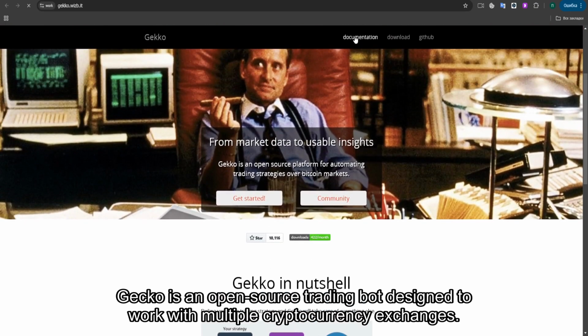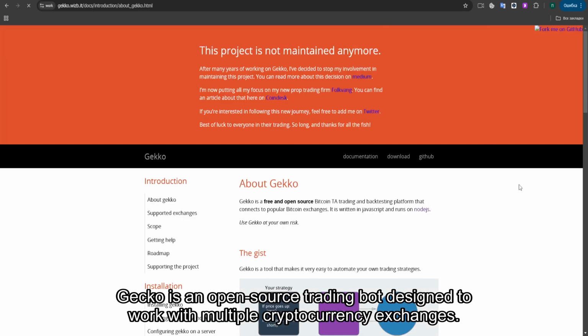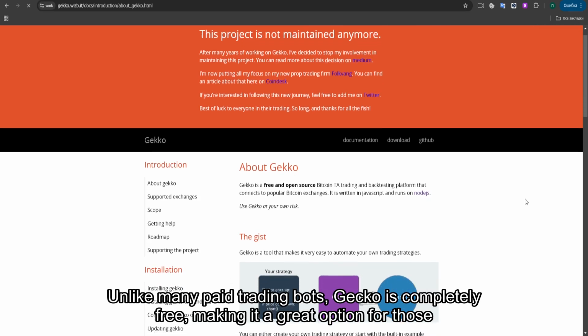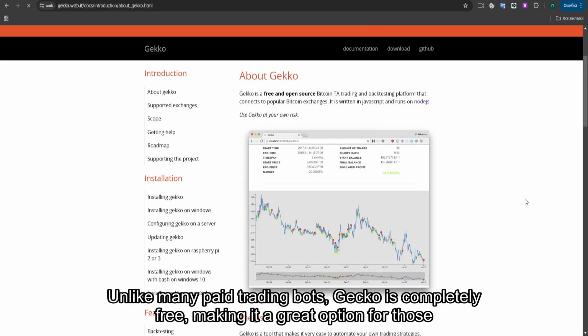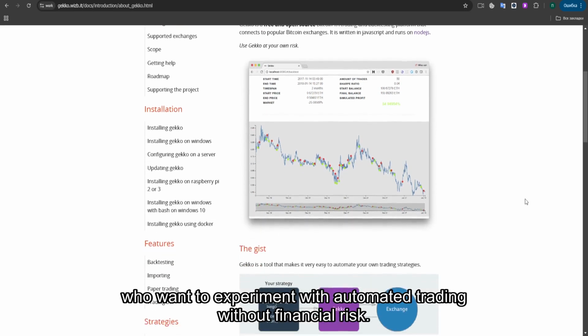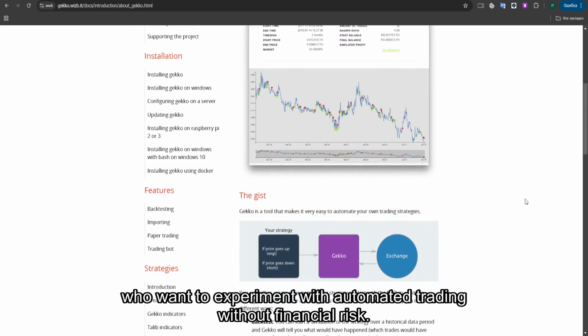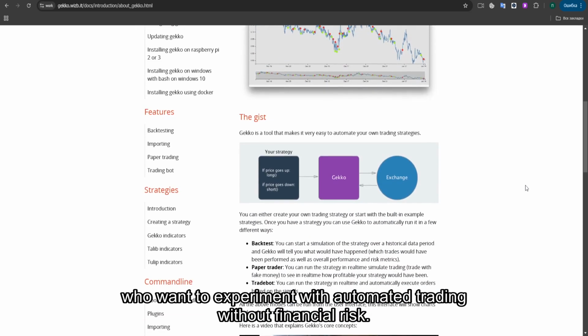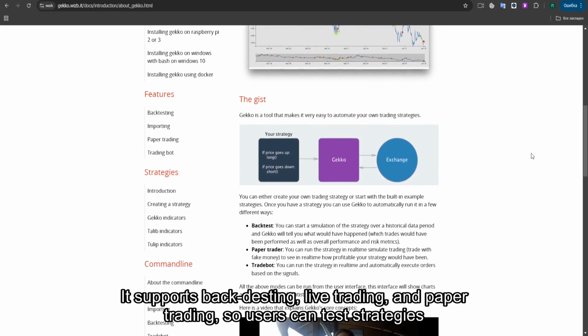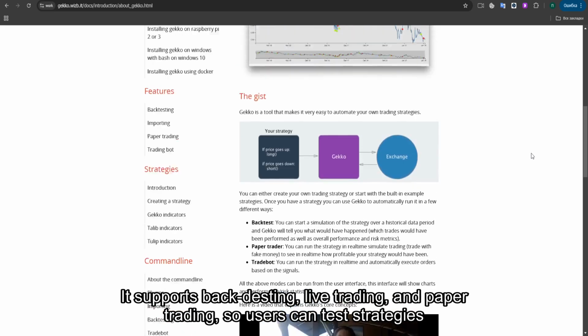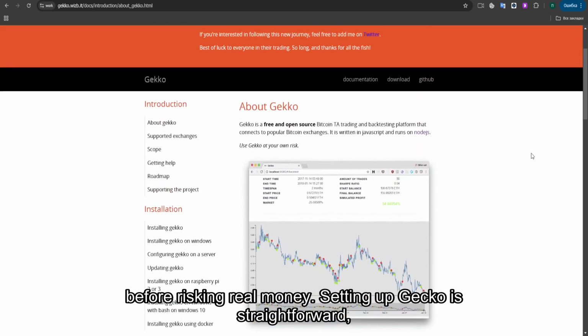Gekko is an open-source trading bot designed to work with multiple cryptocurrency exchanges. Unlike many paid trading bots, Gekko is completely free, making it a great option for those who want to experiment with automated trading without financial risk. It supports backtesting, live trading, and paper trading, so users can test strategies before risking real money.